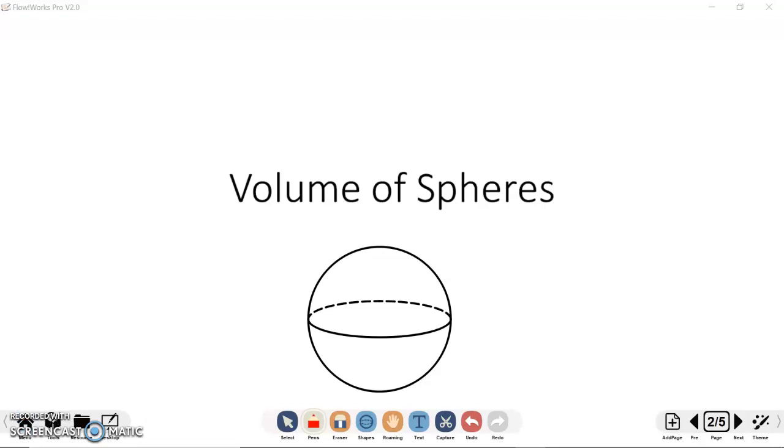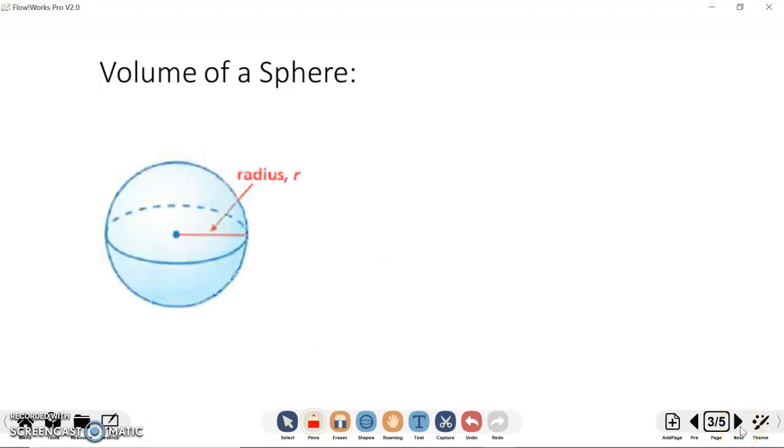Okay, today we're looking at volume of spheres. Remember, a sphere looks a lot like a ball, but not all balls, because remember that a football is not spherical. We're looking at a circle that's sort of being spun around, all the way around.